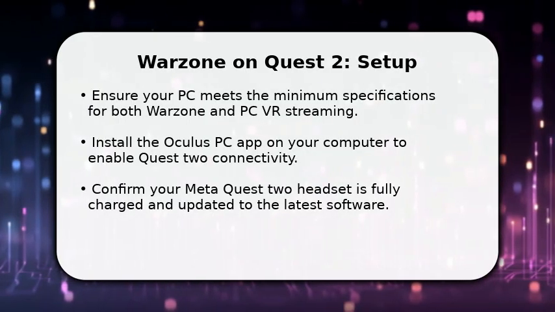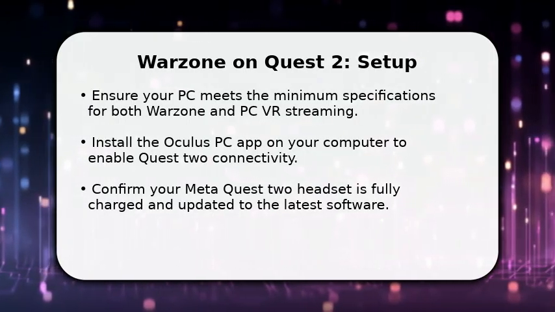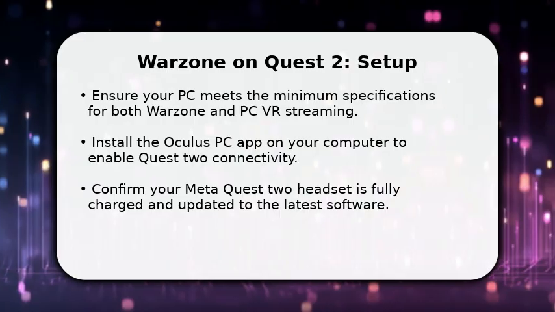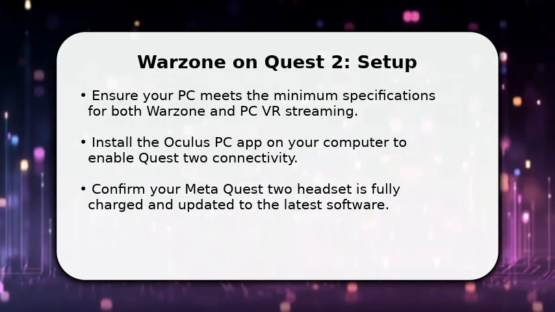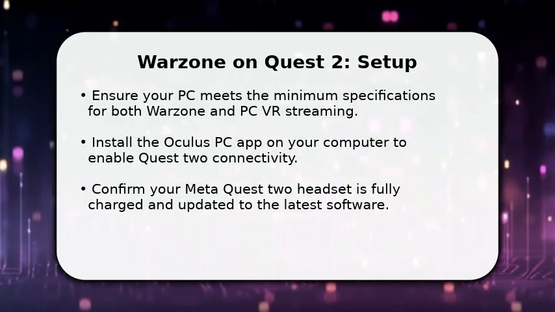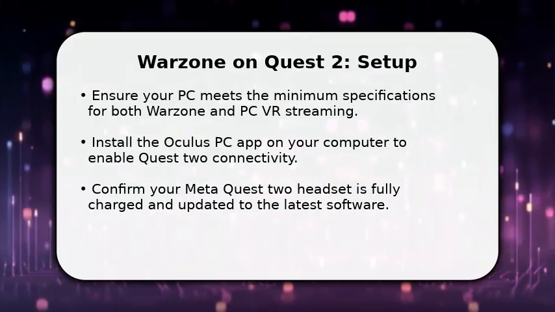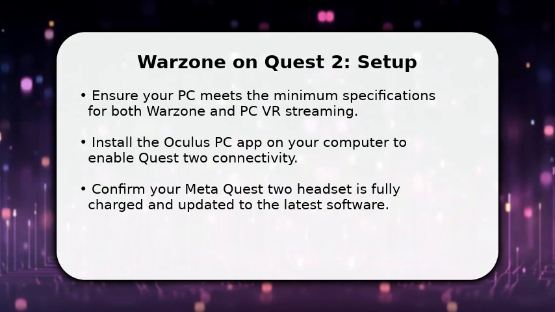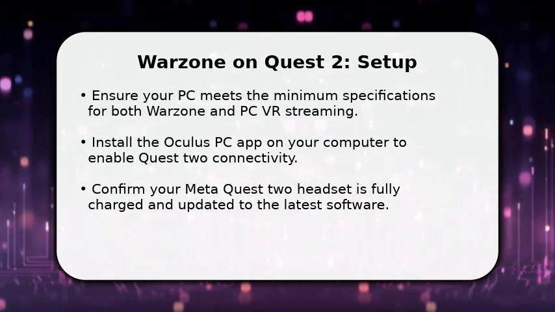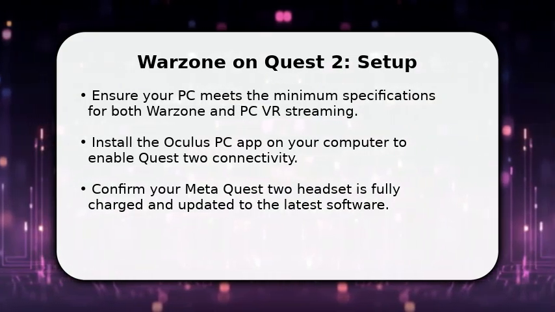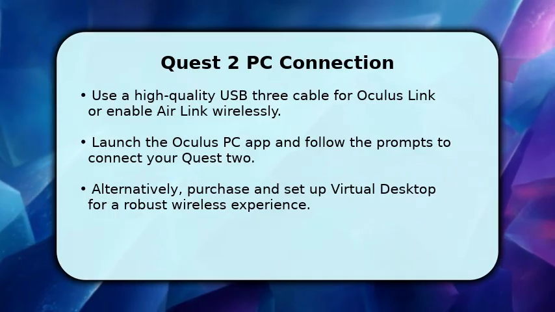Next, download and install the official Oculus PC application onto your computer. This essential software facilitates the connection between your headset and your gaming rig. Finally, make sure your Meta Quest 2 headset is fully charged and running the most current software version for optimal performance. Now let's connect your headset to your computer.